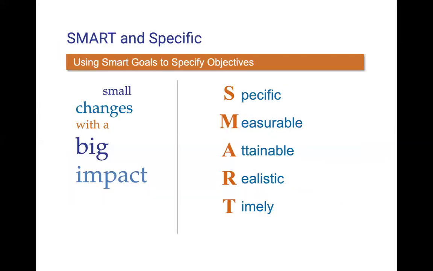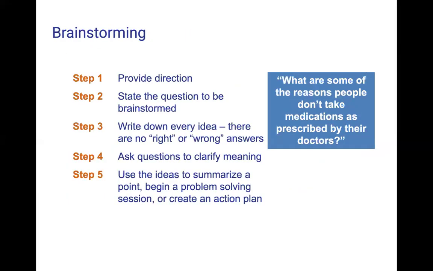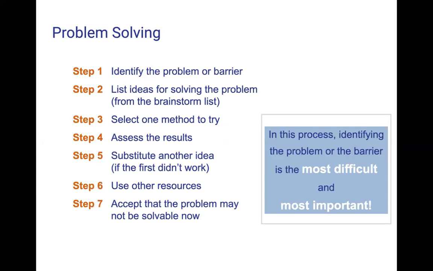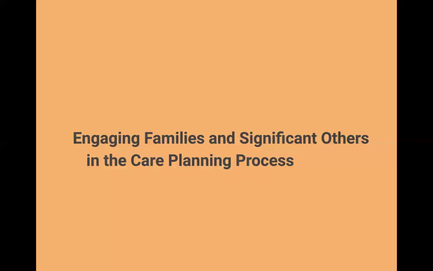SMART goals are pretty common out there. When we're setting goals, you want them to be specific, measurable, attainable, realistic, and timely. Here are some ideas for how we get to the SMART goal side of things. Brainstorming is one of those, providing direction. Writing down is a summary of everything we talked about to get to the SMART goals. And then problem solving, which we already talked about. If we find something that's working or not working, and it's not working, then we try something different, assess it, try other resources, and move forward from there.